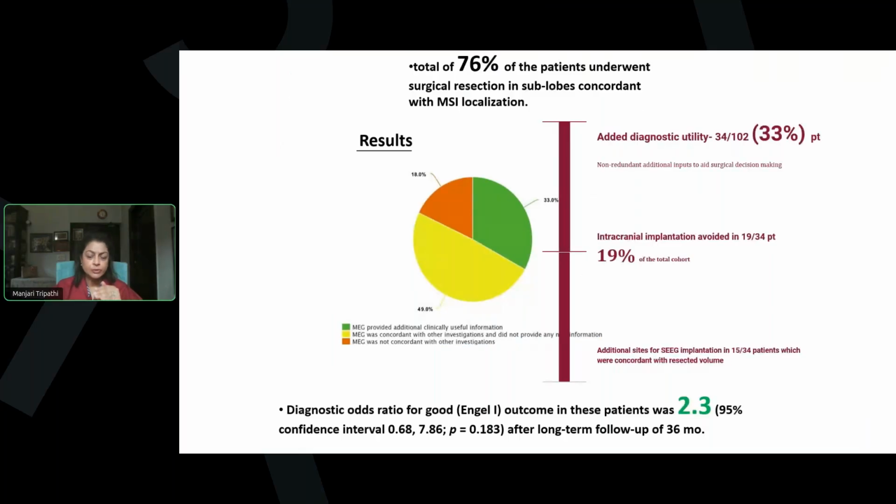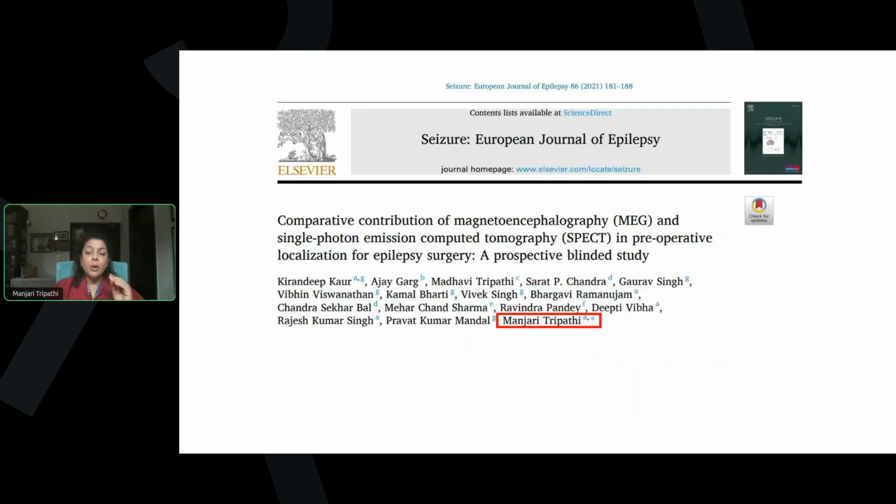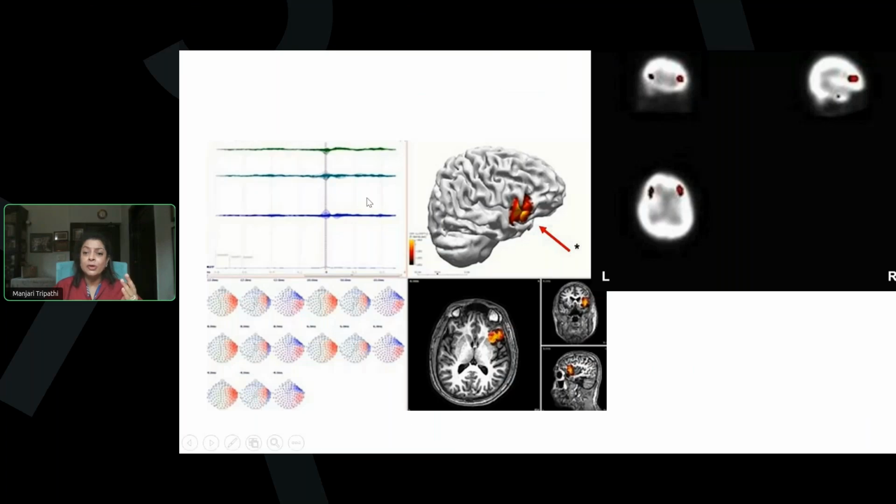And we use it routinely in patients who are discordant, who have a normal MRI, who have multiple lesions on their MRI, who have large clastic lesions, and post-operative failures. We also compared the MEG with the SPECT. As you can see, the SPECT in this patient shows bilateral localizations, whereas the MEG is pretty much localizing to the anterior insula on one side. And then we went back to the MRI, and it did show a subtle dysplasia.